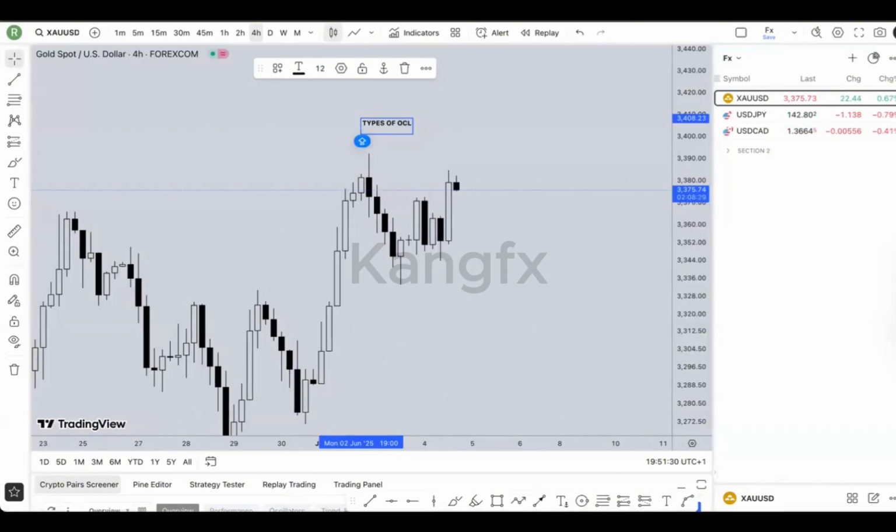The first one we are going to cover is called one lap OCL. We have the one lap OCL, in which the 4 minutes means one level above or below. OCL.